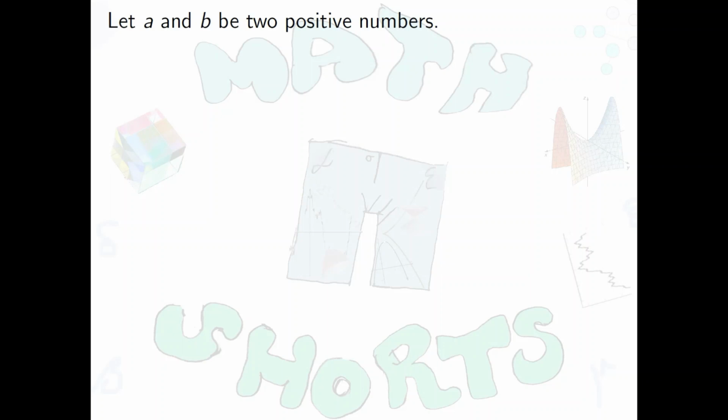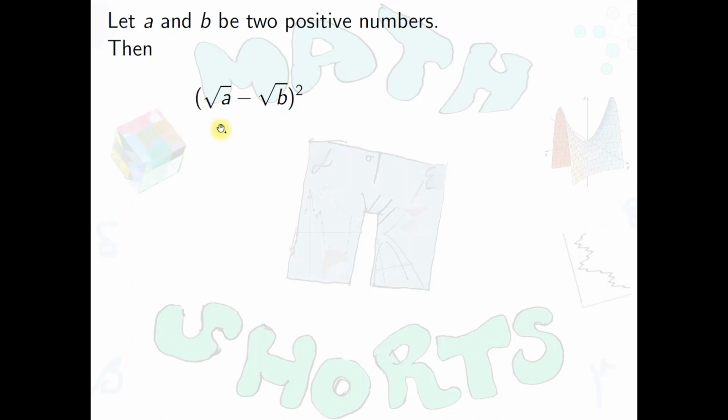Let a and b be positive numbers. Now, with the geometric mean, because we're taking roots, and some roots aren't defined for negative numbers, we're only going to look at the geometric mean when all of our numbers are positive. So, let's suppose we have two positive numbers.